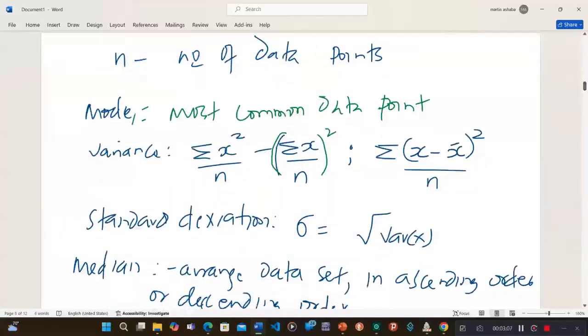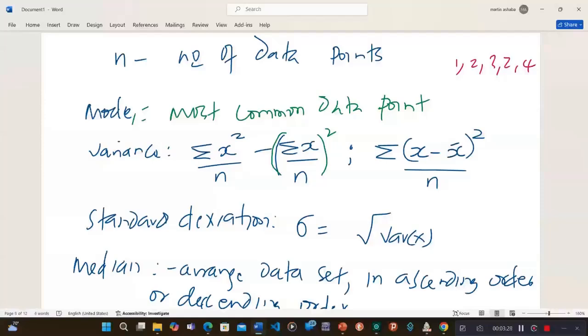What about mode? Mode is the most common data point, and if it is ungrouped data, we can just look at what is the most common. If, for example, we have 1, 2, 3, 2, 4, so here you see the most common is 2, and therefore that will be our mode.